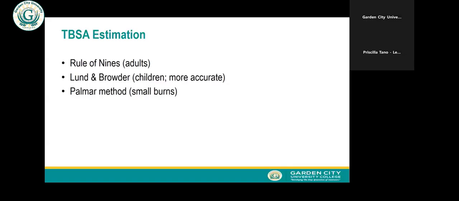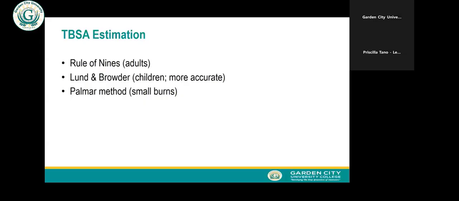Right. So we have another method, which is basically used in the teaching hospitals, the Lund and Browder. It can be used for both children and adults, and it is more accurate for all calculations. It is very accurate for both adults and children, and more accurate in children. Please find out why Lund and Browder is more accurate in children.